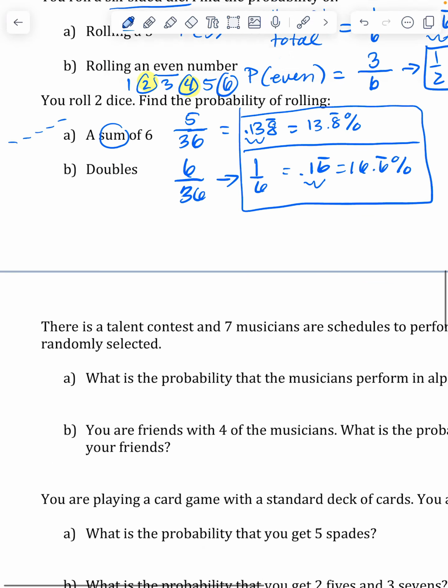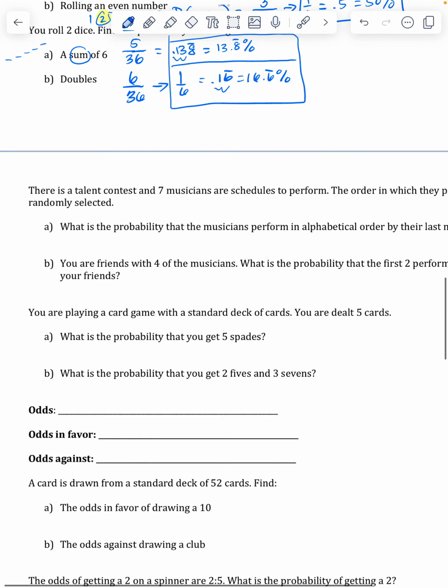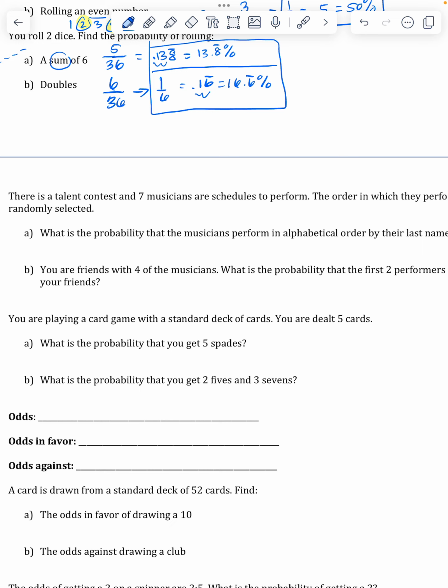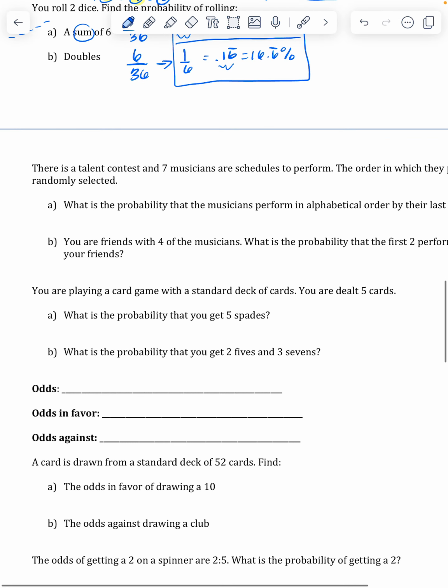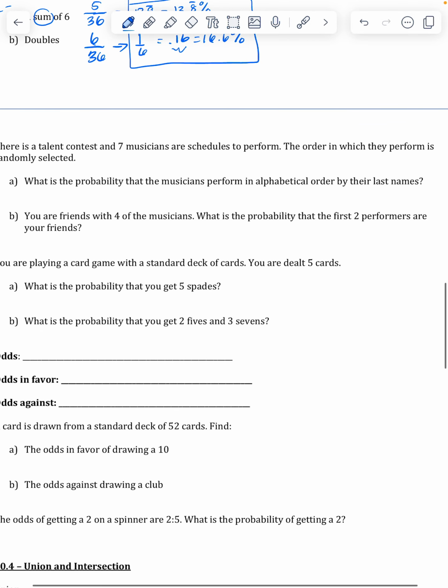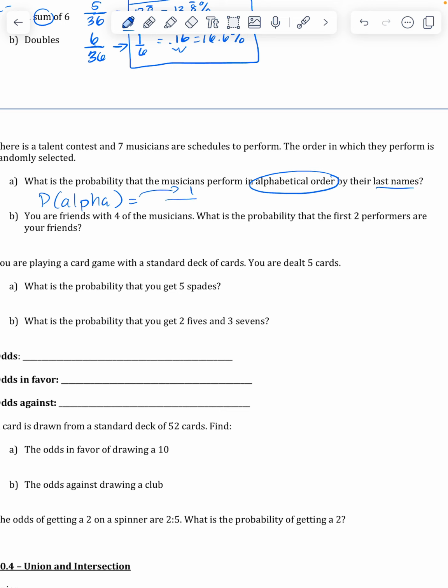Okay. So there's a talent contest and 7 musicians are scheduled to perform. The order in which they perform is randomly selected. What is the probability that the musicians perform in alphabetical order by last name? Okay, so the probability that they go in alpha order, keeping in mind there's only one way that they would be in alphabetical order out of all the ways.